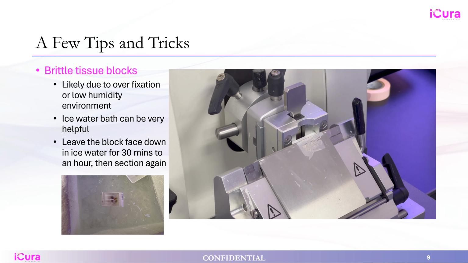And how to resolve this? We have a very simple trick, which is taking the block off of the microtome and putting it face down into an ice water bath. You can leave it there for like 20 or 30 minutes so that the block can soak up the moisture enough to soften. And if the block is extremely dry, you can also leave it there for about an hour or two, and you don't have to worry about that having any negative impact on the following stains.